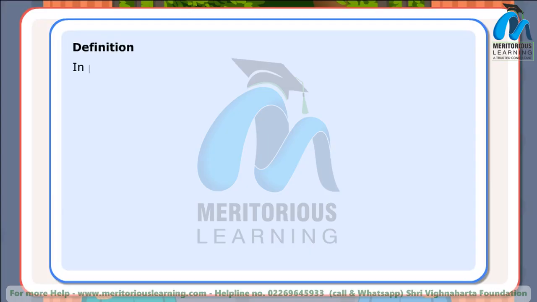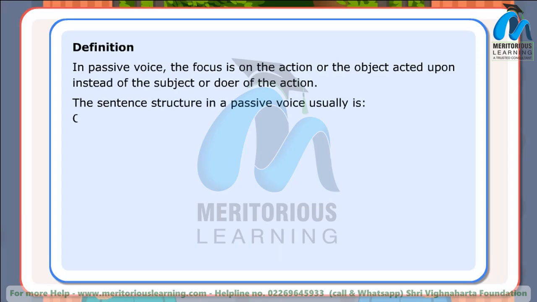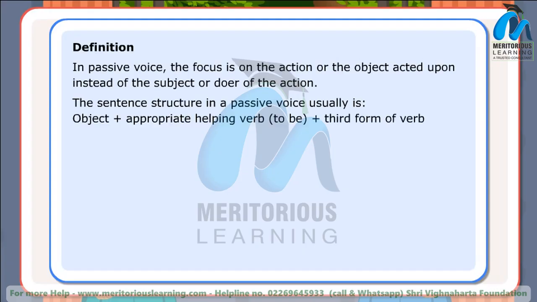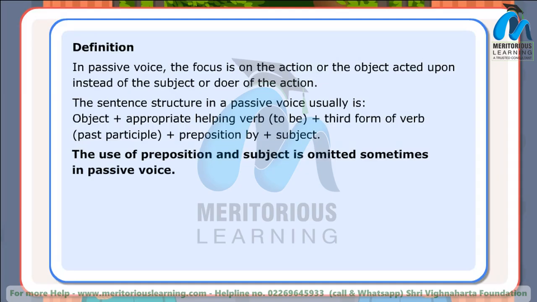Definition. In passive voice, the focus is on the action or the object acted upon instead of the subject or doer of the action. The sentence structure in a passive voice usually is object plus appropriate helping verb to be plus third form of verb past participle plus preposition by plus subject. The use of preposition and subject is omitted sometimes in passive voice.